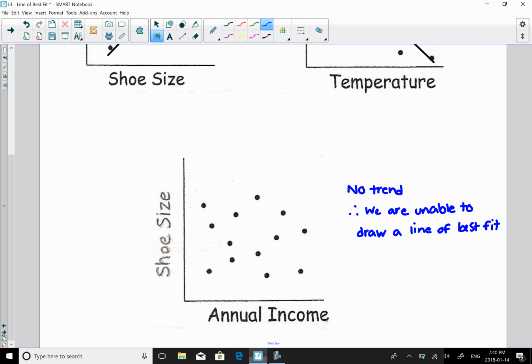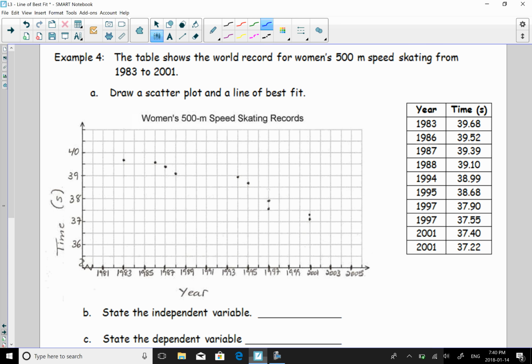Okay, so the next one, example 4. The table shows the world record for women's 500 meters skating from 1983 to 2001. Draw a scatter plot and a line of best fit. So the scatter plot's already drawn. Remember, this lightning bolt just shows that we're skipping. We didn't start at 0 for both of them. We have the years from 1981 to 2005, from 0 to 40. Time. And you can see the trend is going downwards. So as the years are going by, people are beating their records and it's going down.